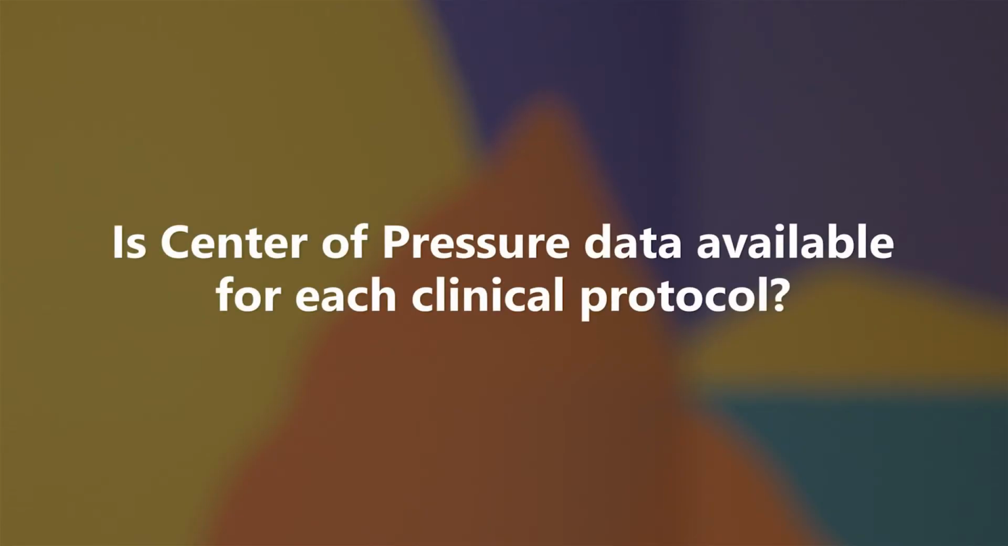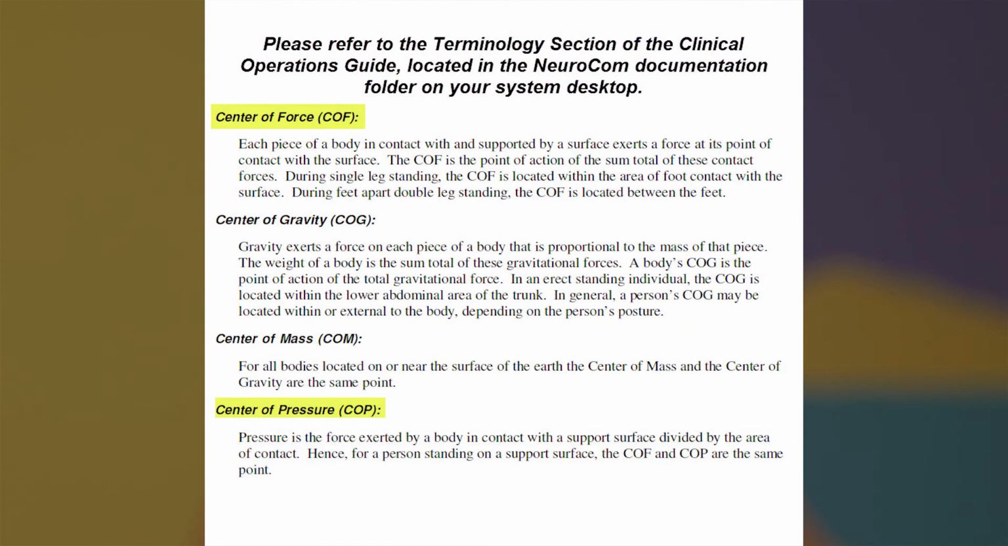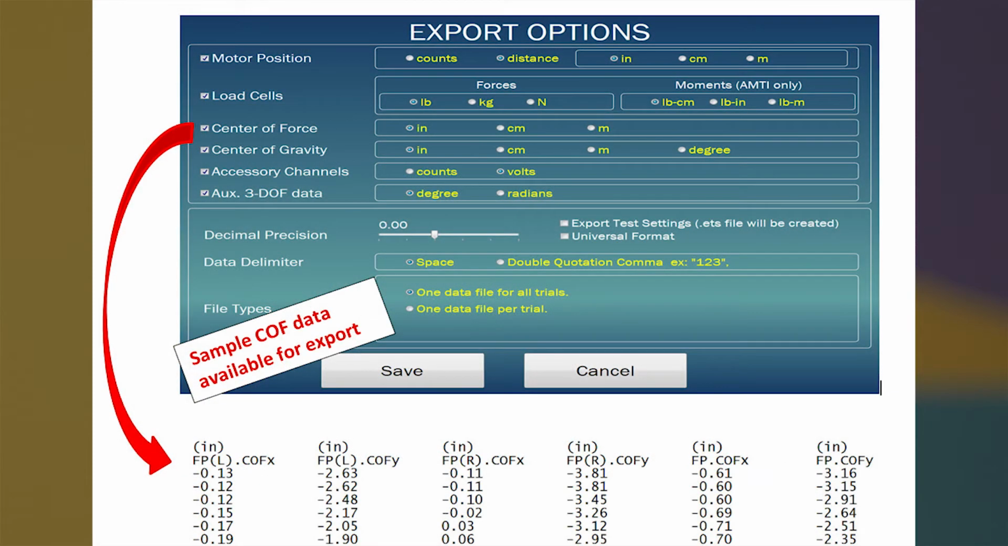Is center of pressure data available for each clinical protocol? All Balance Manager systems, including the Clinical Research System, center of pressure is equivalent to center of force. To clarify, pressure is the force exerted by a body in contact with a support surface divided by the area of contact. Hence, for a person standing on a support surface, the center of force and center of pressure are the same point.